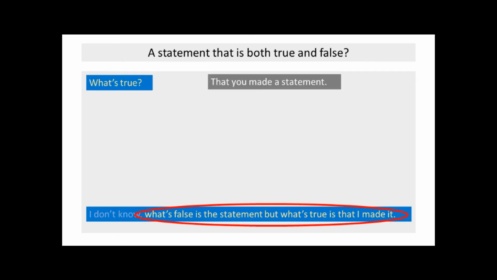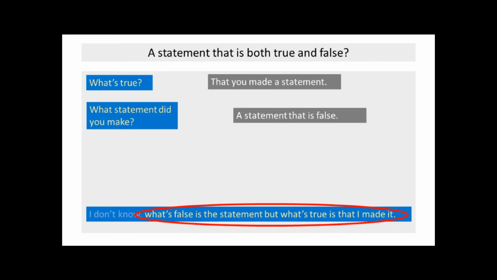What's true? That you made a statement. What statement did you make? A statement that is false.